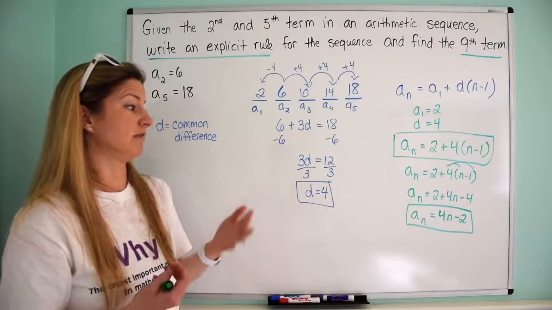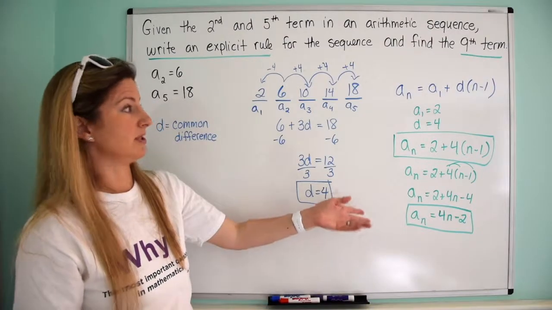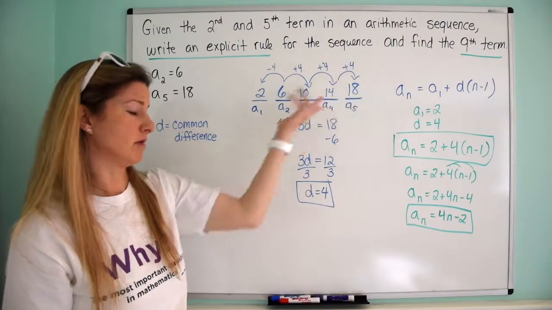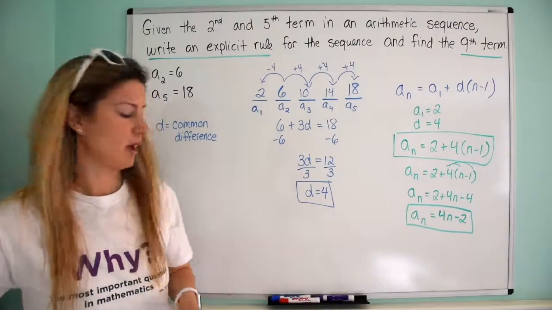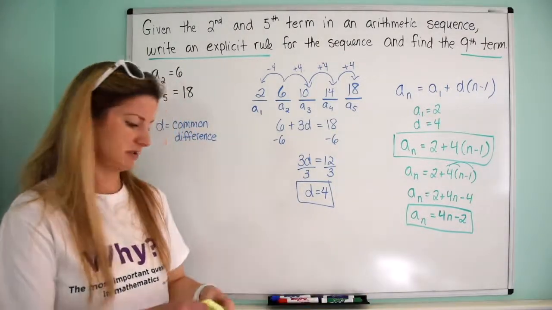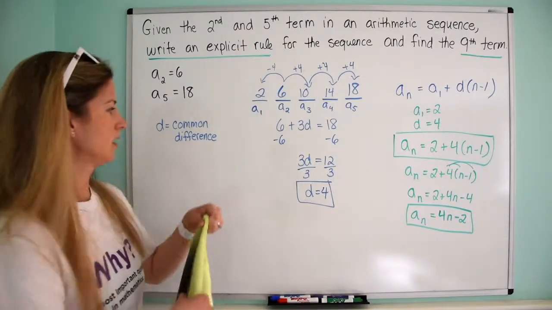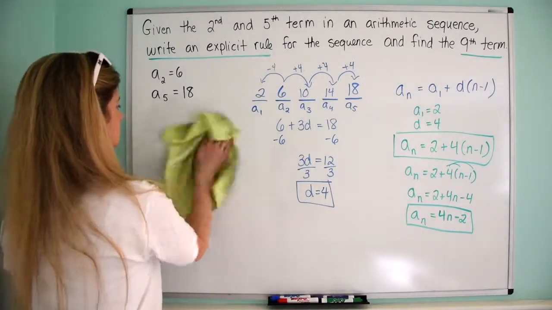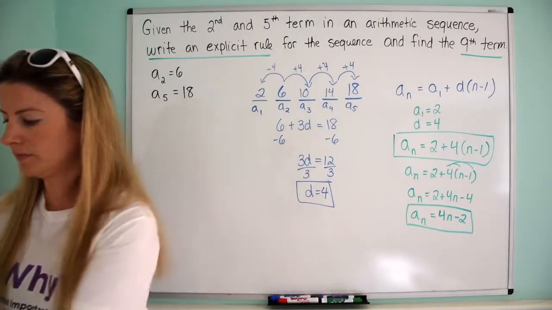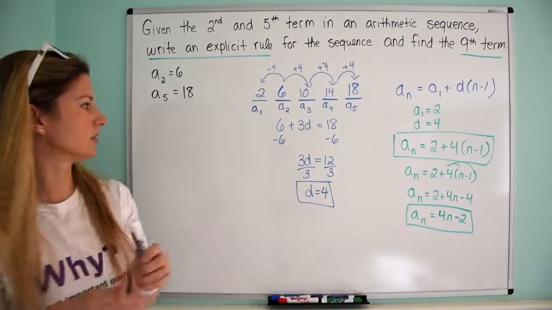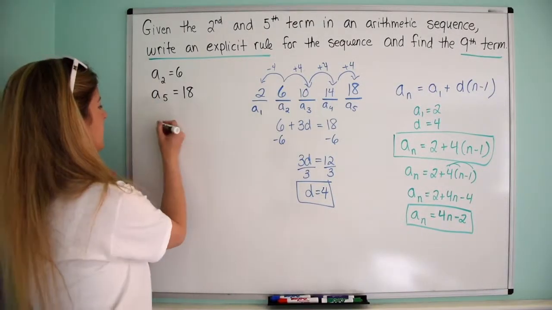Because that'd be the worst if you messed up on the explicit rule and then you got the 9th term, you'd get it wrong because you'd have the wrong rule. All right, so let's try to do the 9th term. So let me see what color I can use here. I'll use the black over here. Or I don't know, maybe I'll use the brown. Okay. Sometimes red and orange are hard to read. Okay, so now we want the 9th term.